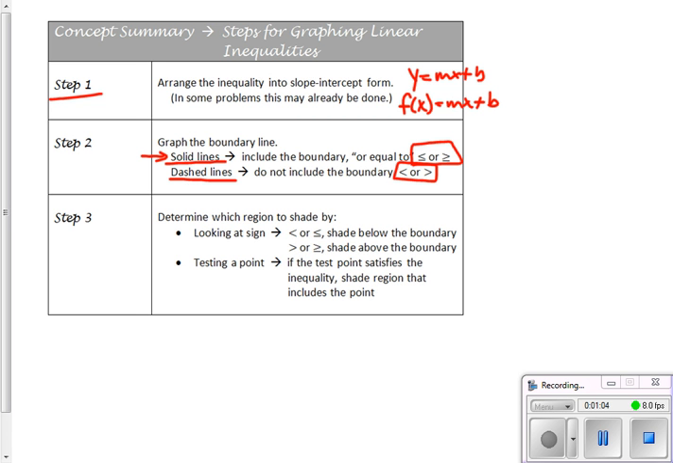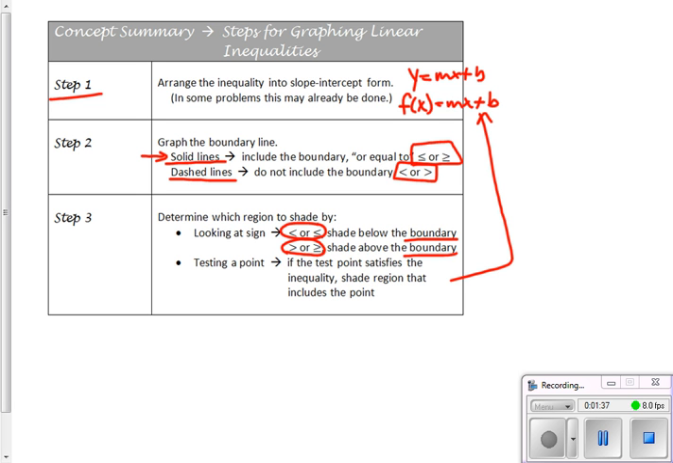The third step with the inequality is you need to shade a region. There are 2 ways you can do shading. When you have things in slope-intercept form, so when you have y equals the rest of your equation, if you are using less than or equal to signs, you would shade below the boundary. When you have greater than or equal to, you shade above the boundary.